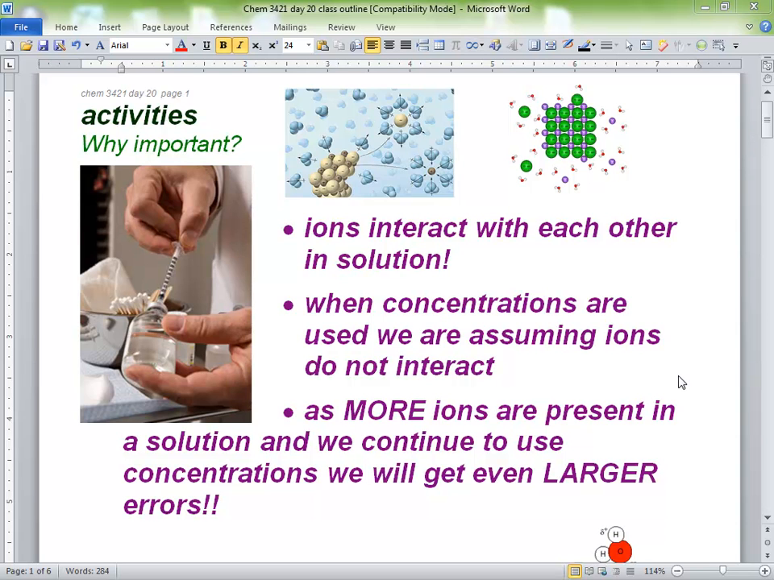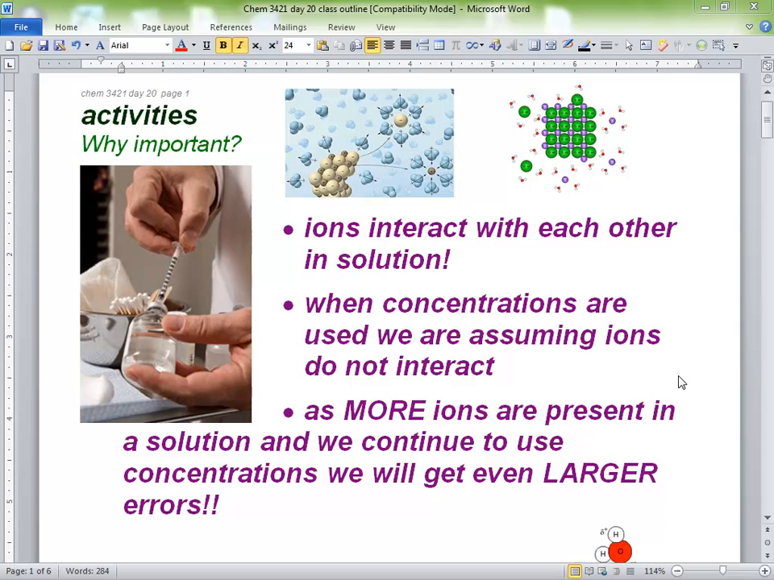When we're talking about concentrations, concentration is like moles over liters, right? We're assuming that everything in the solution is nice and homogeneous, perfectly spread throughout the solution. That's the definition of a solution, in fact. It's perfectly homogeneous everywhere. Well, that's not the case if you have ions, because they start sticking together, and you get solvation effects. The more ions you have present, and if you use concentrations, you get an even larger error.